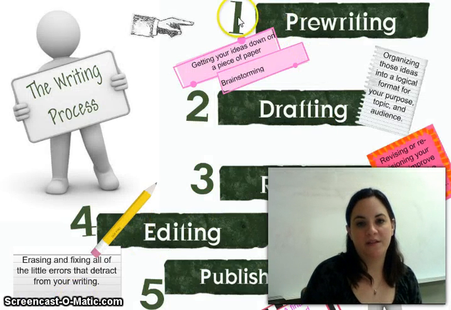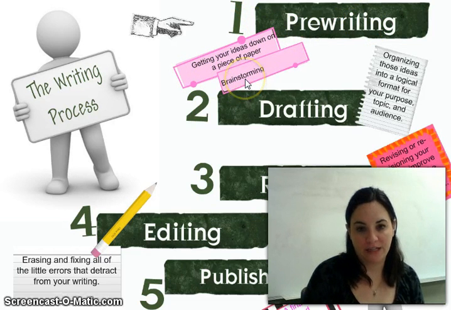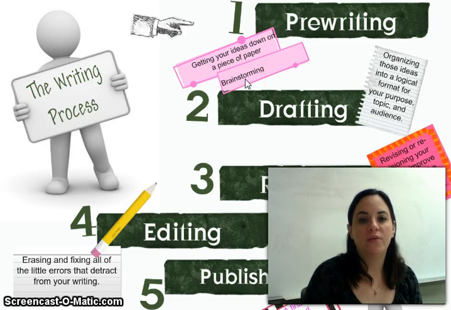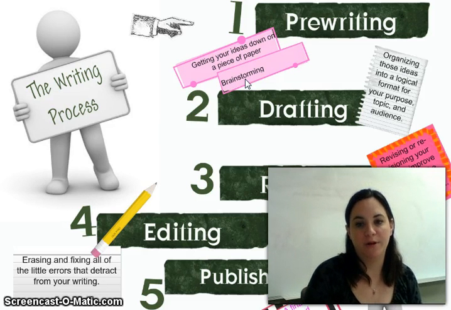The first step is pre-writing, and as this picture shows us, pre-writing is getting your ideas down on paper, brainstorming. This is when you come up with ideas for writing. This is also the part of the writing process in which you would do research if you were assigned a research paper. The next step of the writing process is drafting.